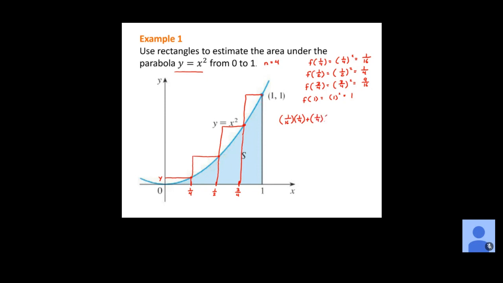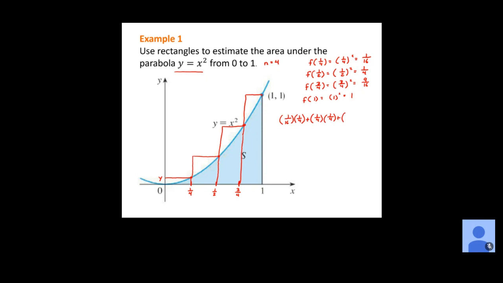And what's the width of the next rectangle? Be careful, right? The x value there is 1/2. What's the width of that rectangle, though? Still 1/4, right? All of these should have the same width. This is still just going to be 1/4 times 1/4.